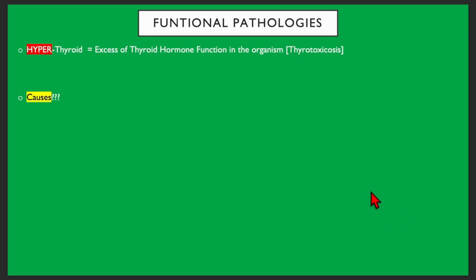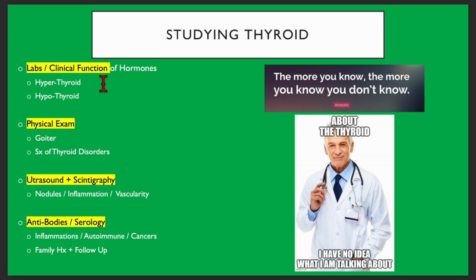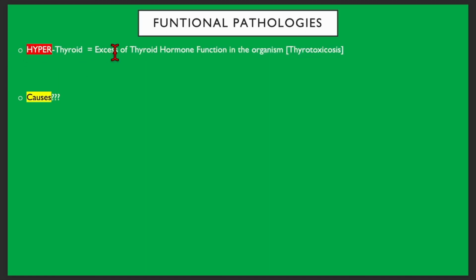Okay, so the function. Let's start with the functional pathology. So we said the function is hyperthyroid, hypothyroid. Hyperthyroid is when you have an excess of thyroid hormone function in the organism, also called thyrotoxicosis. Do you know any causes of hyperthyroid? You can answer or you can write in the chat.